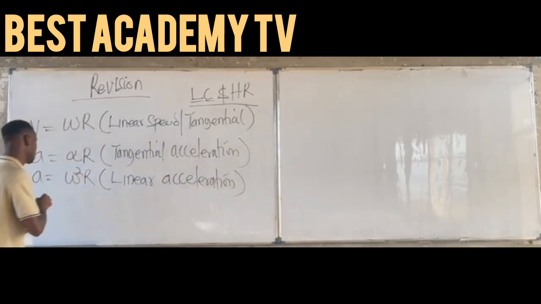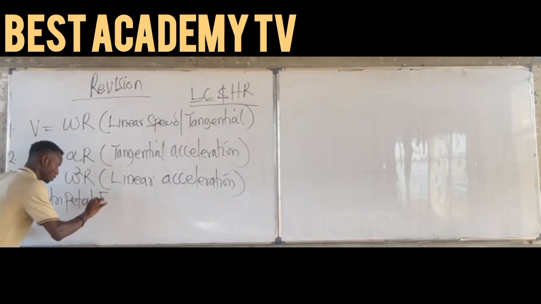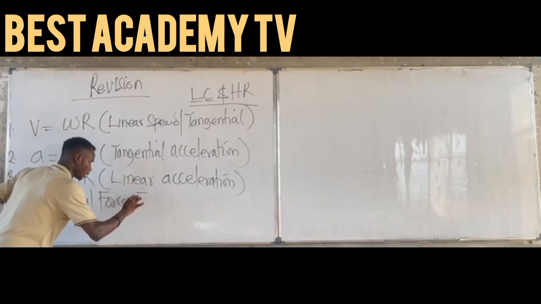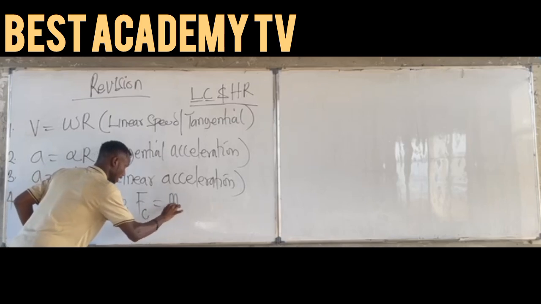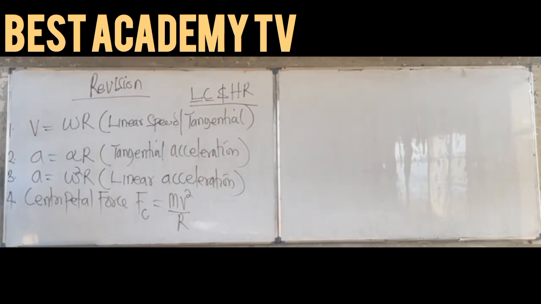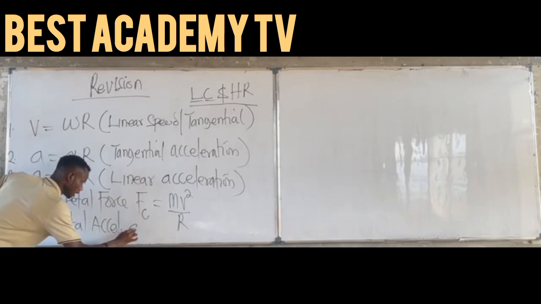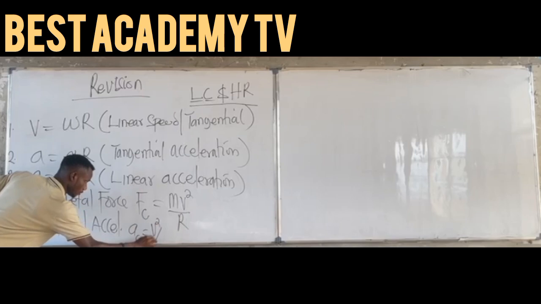Okay, the next formula relating to circular motion is what? Centripetal force. The formula is mv squared over what? R. Please take note. Now lastly, we have centripetal acceleration. And we call this a_c as what? v squared over what? R.